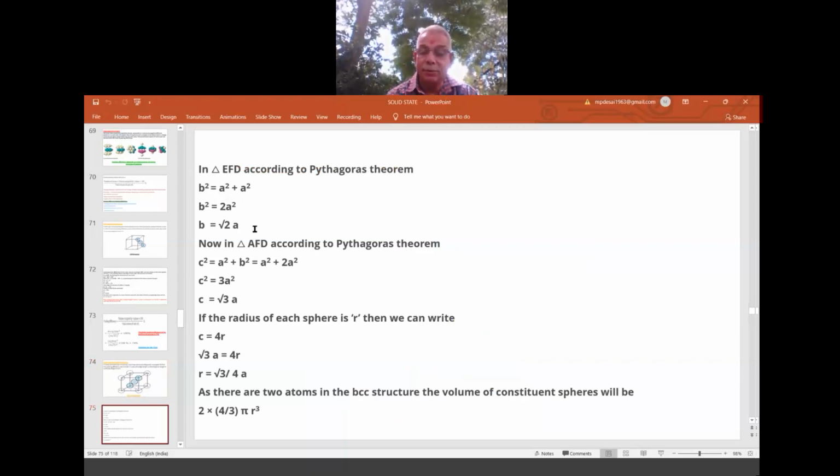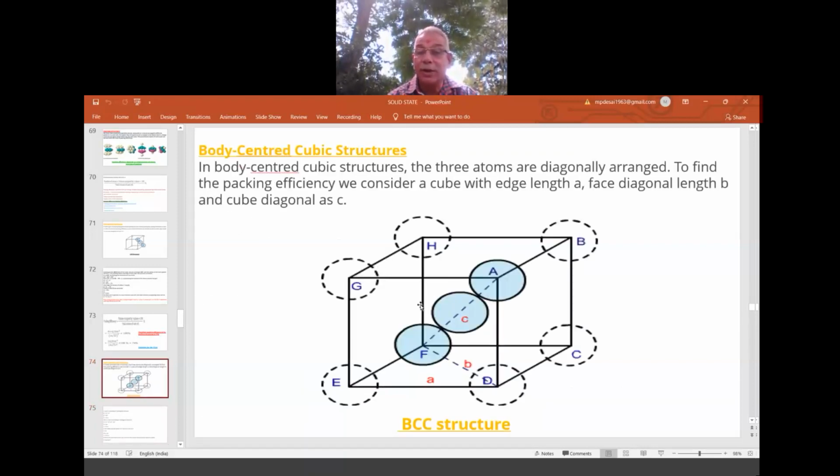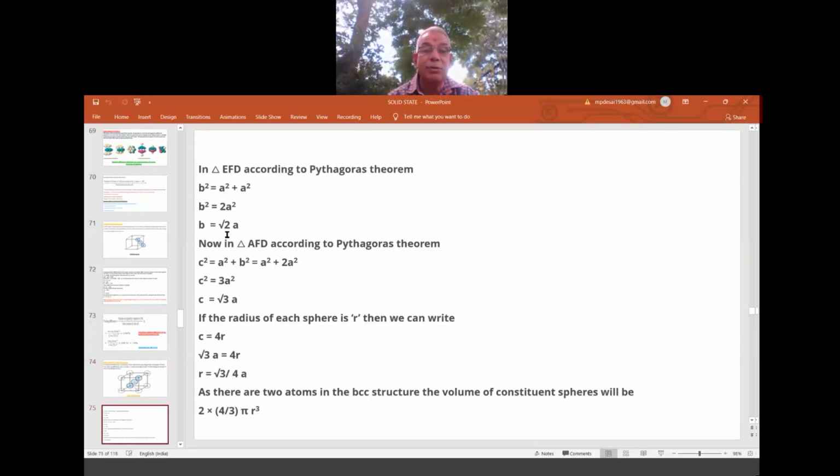What is B square here? Entire, this is B. So B square equal to A square plus one more A square. Right? So B equal to root 2 A.